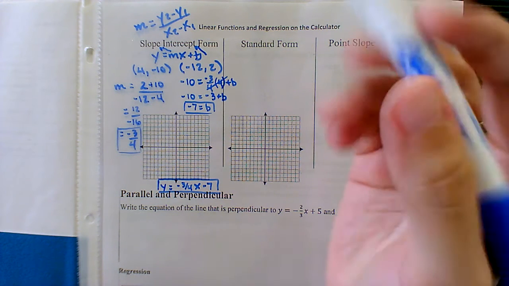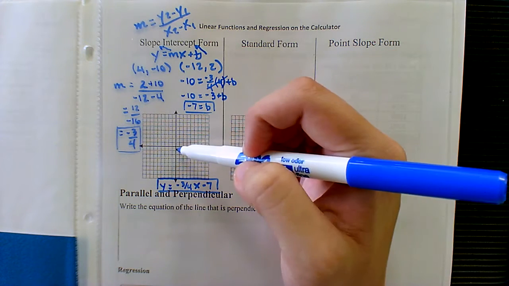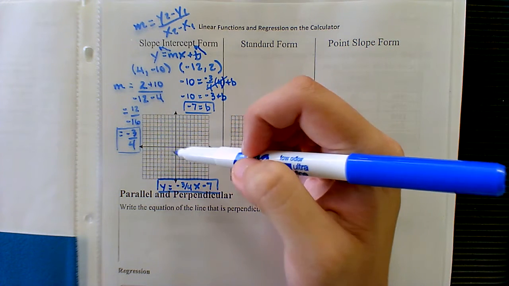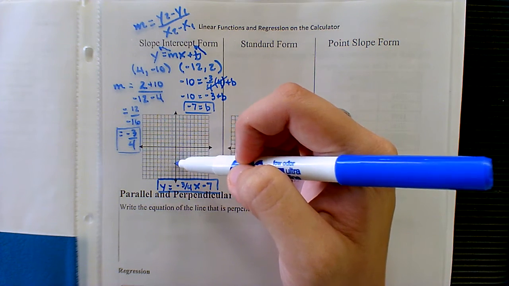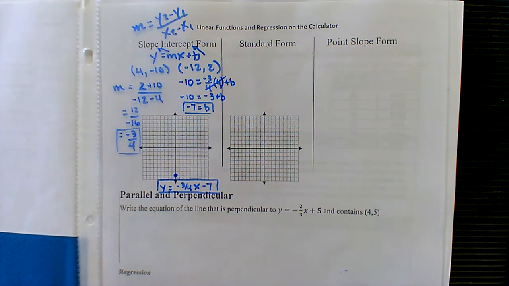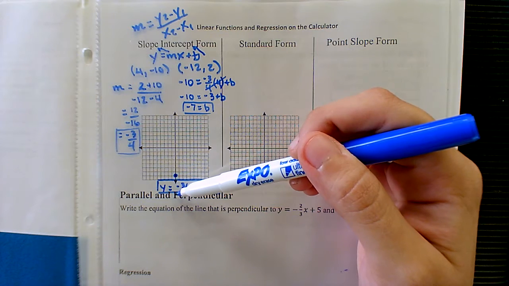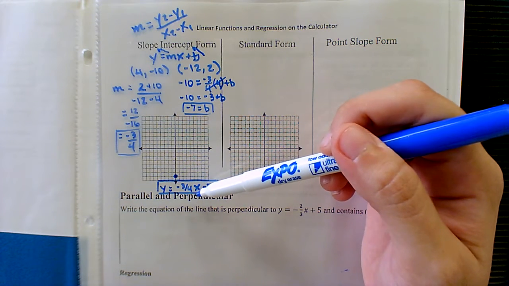Good, Brianna? Graph the y-intercept and then use the slope as rise over run. Perfect. All right, so graph the y-intercept. We said that was -7. And then use the slope as rise over run. So the slope is -3/4. From that point, we would have to go down 3 units and then right 4 units.